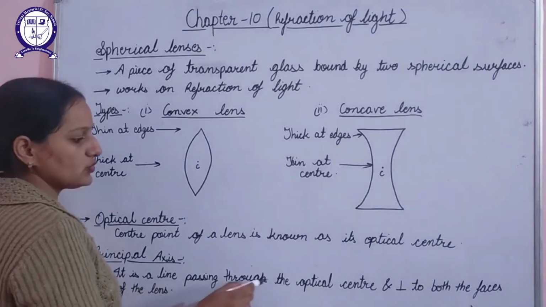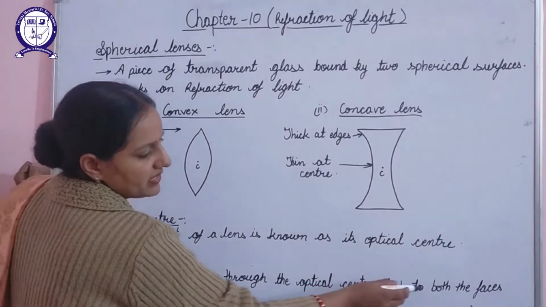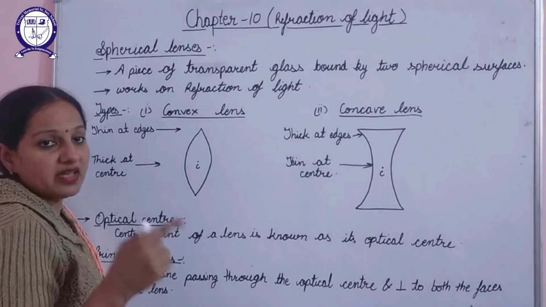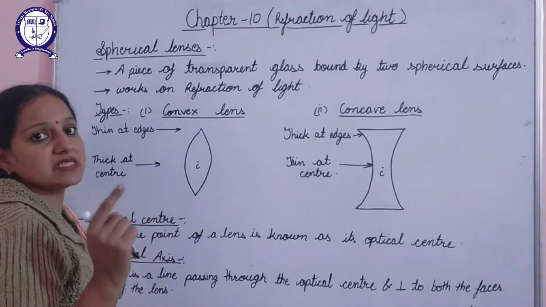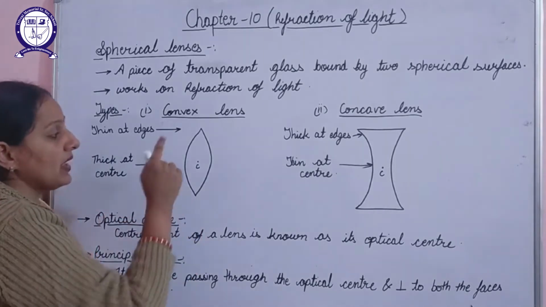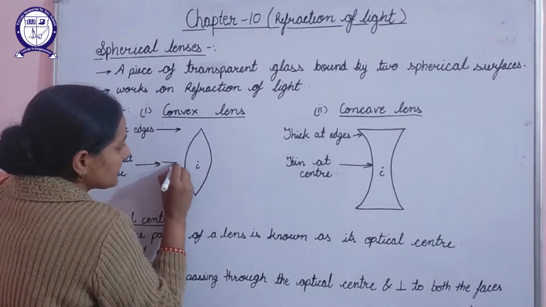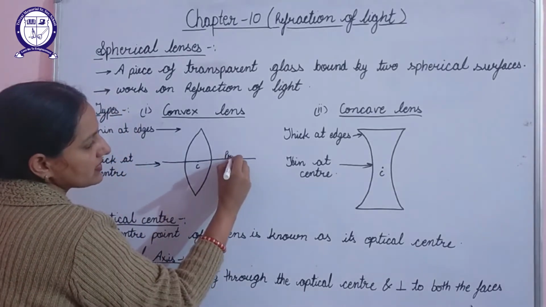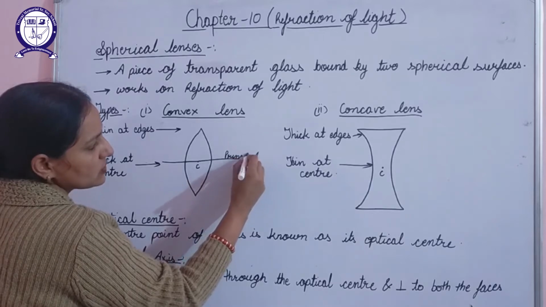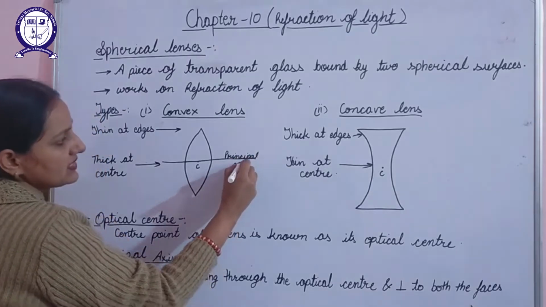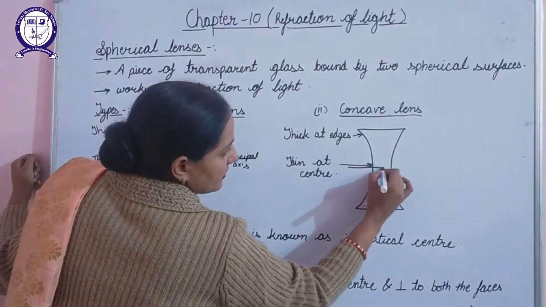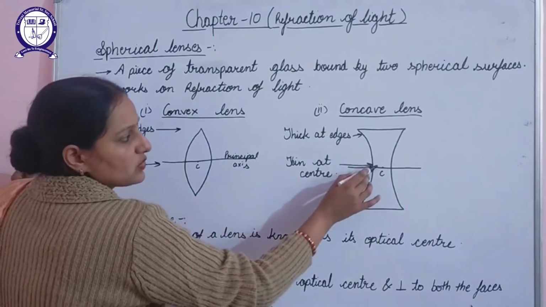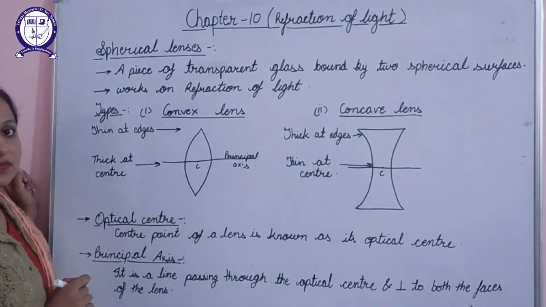It is a line passing through the optical center of a lens and perpendicular to both the faces of the lens. As we have discussed in case of mirror, a straight line passing through pole and center of curvature was the principal axis. But here we will define a straight line passing through optical center and perpendicular to both the faces as its principal axis. So this is the principal axis for convex lens. And if I draw a line perpendicular to both these faces and passing through optical center, this will be the principal axis for concave lens.